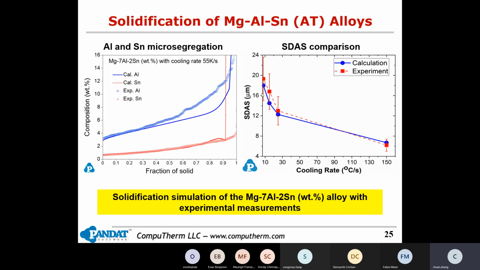You can see both the macrosegregation concentration profile and the secondary dendrite arm spacing agree well with the experiments. This indicates the solidification simulation result is pretty good. Later on I can show you more examples of this module, but here I just give you a quick example.